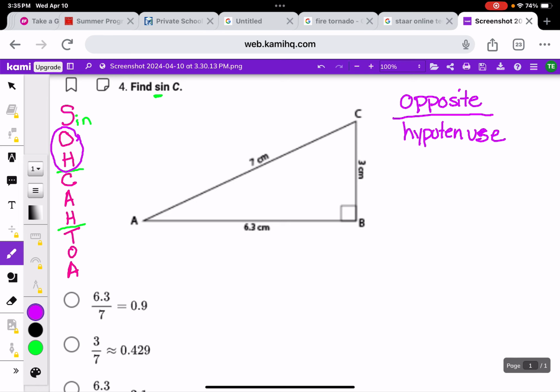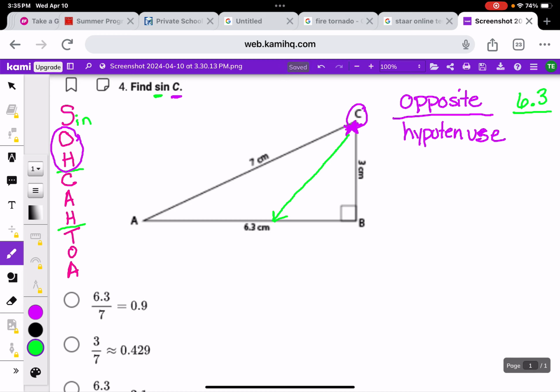So we're looking for sine C. So here is C right here. So this is our seat at the table. Okay, y'all? This is our seat. So the side that is opposite is the one that I have to travel across the triangle to get to. So I know 6.3 is opposite.